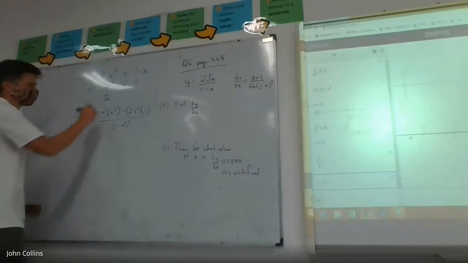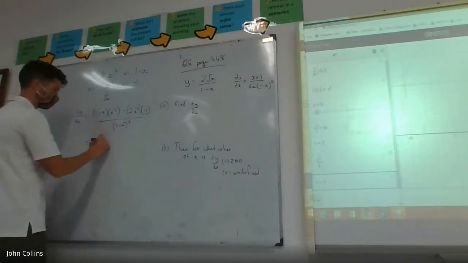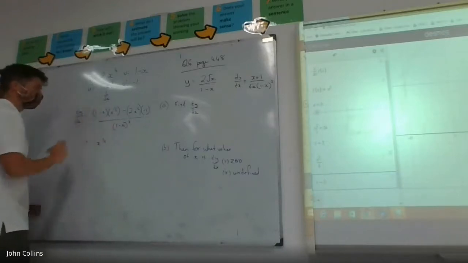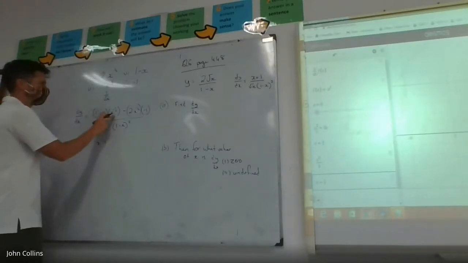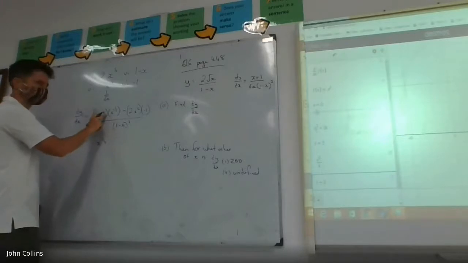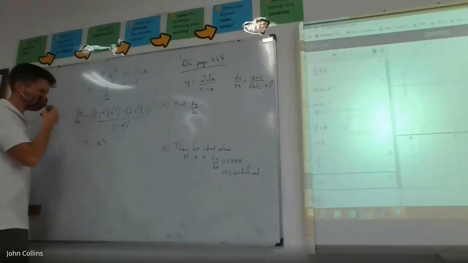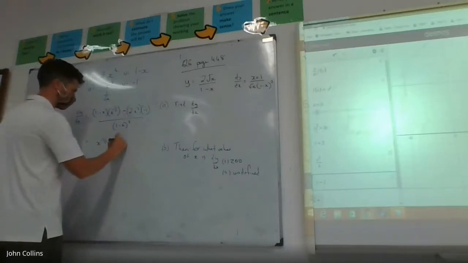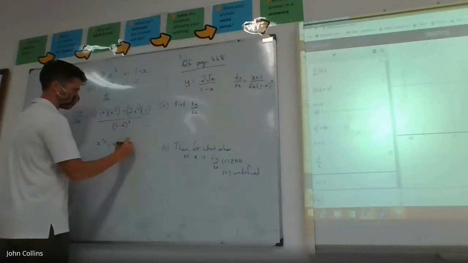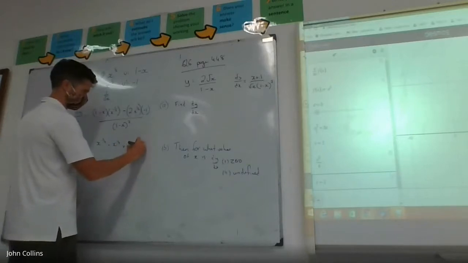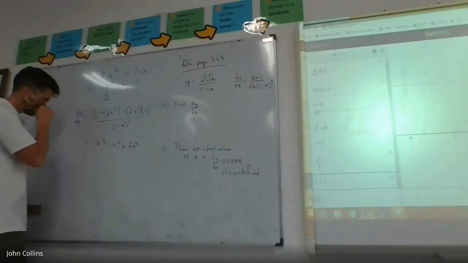Well, I'll just multiply this out and see what happens. x to the minus a half times 1 is x to the minus a half. x times x, that's x to the 1, isn't it? Add the powers, x to the 1 half, so that's minus x to the 1 half, plus 2x to the 1 half. So then you're just left with x to the minus 1 half.